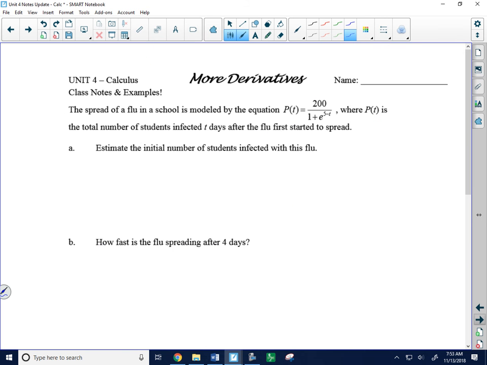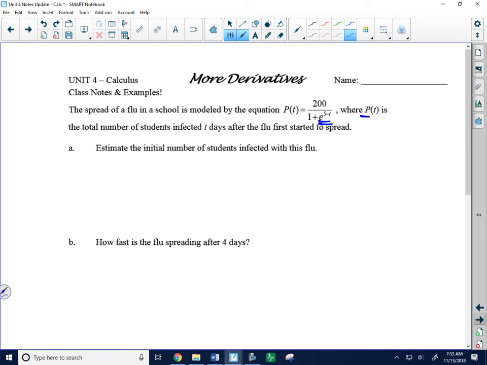Let's flip it over and do one more. This one is about the spread of an illness, the spread of a virus. And so this is going to be the spread of a flu in a school is modeled by this equation. So again, they give it to you. This one is an E, right? E to the T power down there. Where P is the number of students infected, and T is the number of days after it first started. So it's at a school. P is the number of infected. T is the number of days after it started.